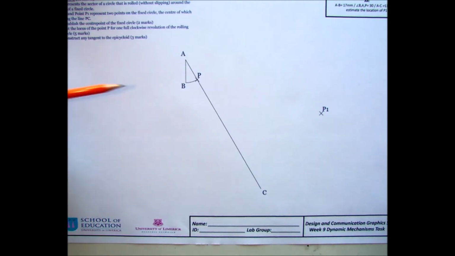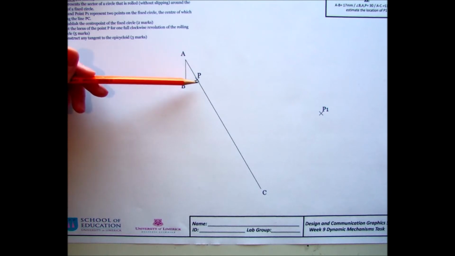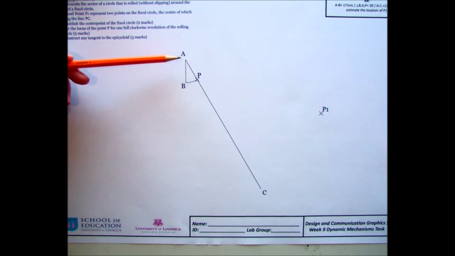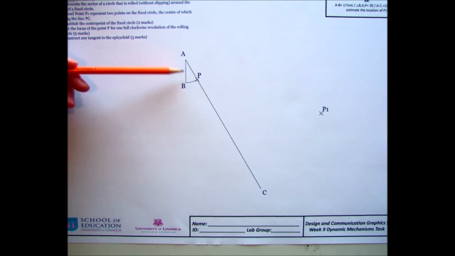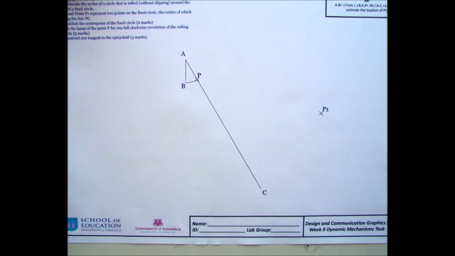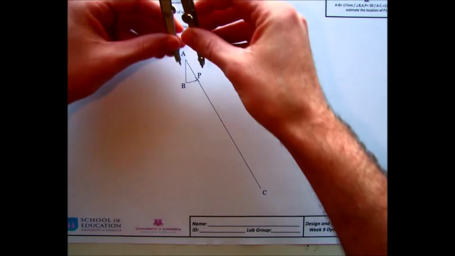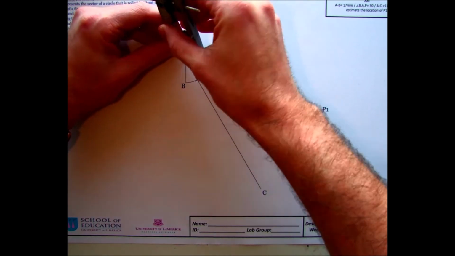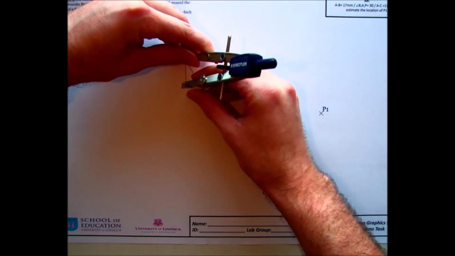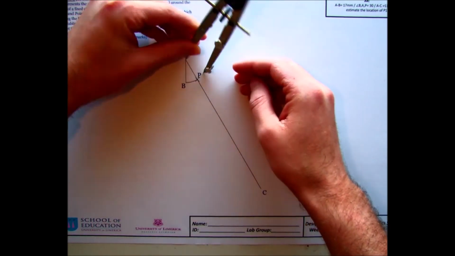So we know that ABP is a sector, so A is the centre, and if we extend our compass from A to B and swing a circle, we can find the full circle itself. So there we go.